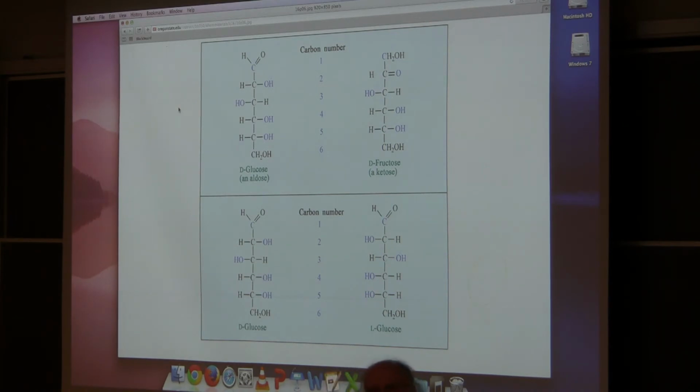So the L form of any sugar is the mirror image of the D form of that same sugar. Okay? We give a special name to sugars that have this property of mirror image. L-glucose and D-glucose are what we refer to as enantiomers. E-N-A-N-T-I-O-M-E-R-S. Enantiomers. So enantiomers are mirror images of each other.